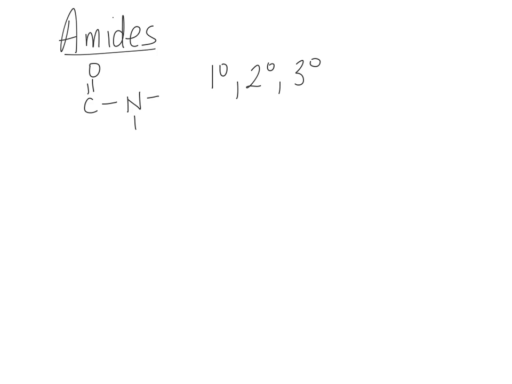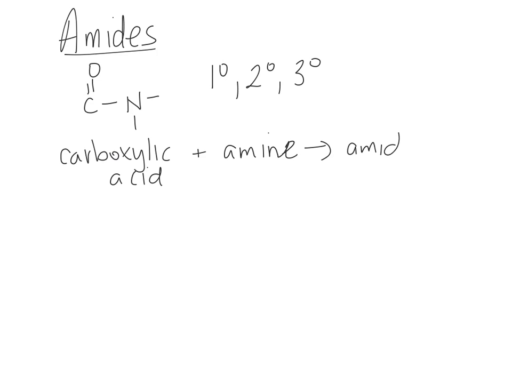To form an amide, you can react a carboxylic acid with an amine. We produce an amide and a molecule of water. But like esters, because we can use these two to form it, we use their names to name our amide.